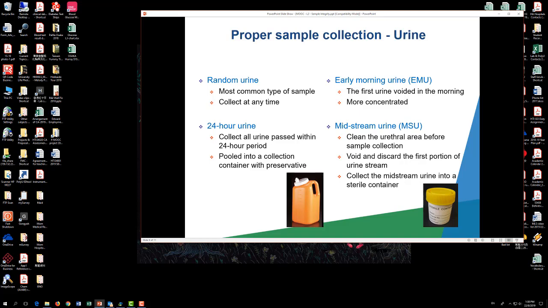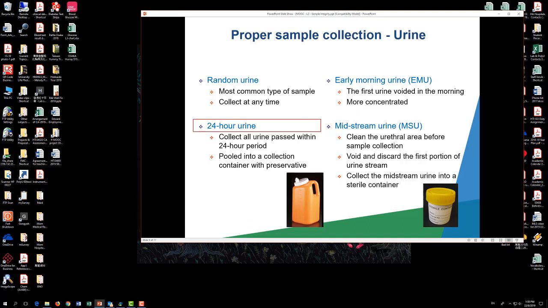There are roughly four types of urine sample. Random urine is the most common type of sample. It can be collected at any time. 24-hour urine is collected within a 24-hour period.